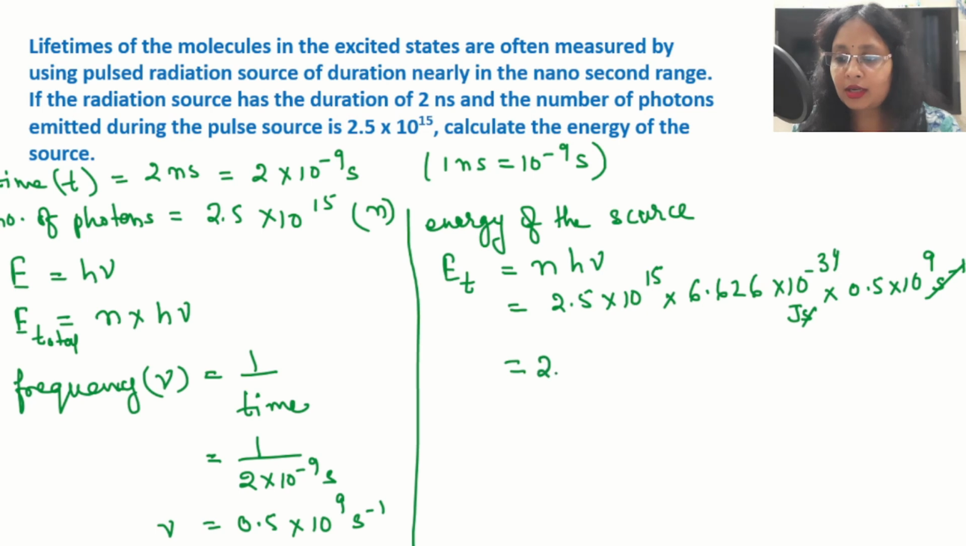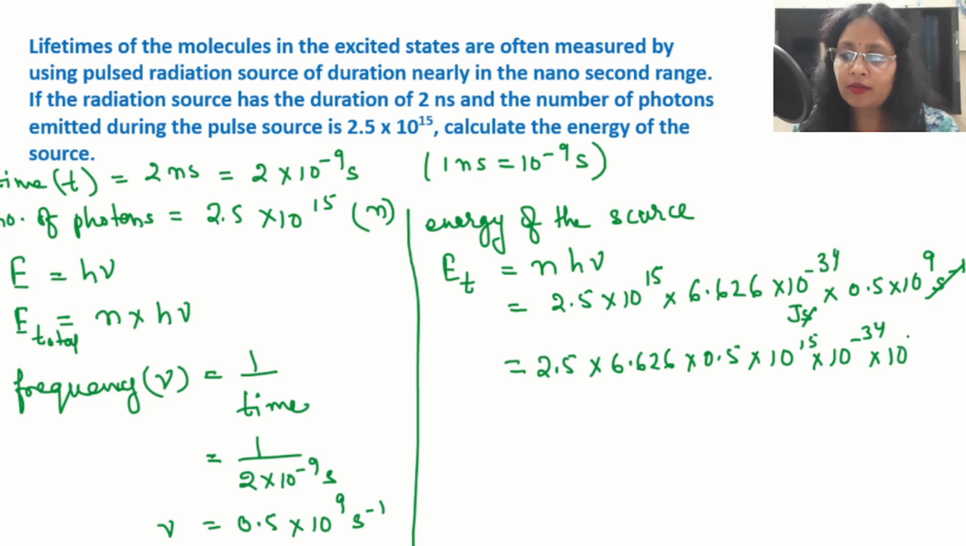First collect all the numbers. 2.5 multiplied by 6.626 multiplied by 0.5 into 10 to the power 15 into 10 to the power minus 34 into 10 to the power 9, and joule is left over here. Now after doing the calculation, we will get the value of it is 8.28 into 10 to the power.